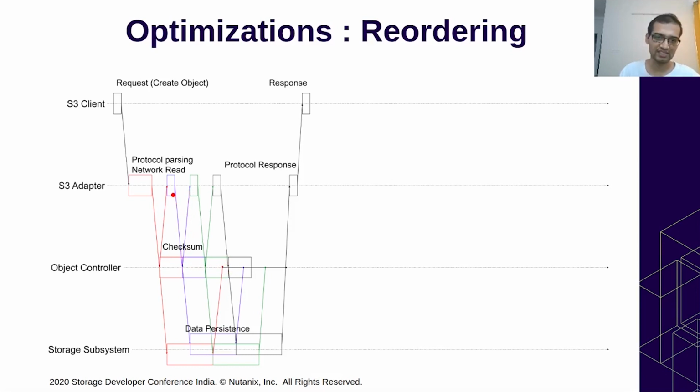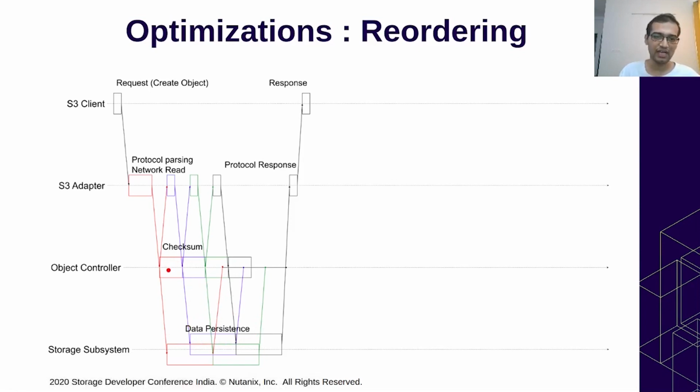So as soon as the second chunk is received by the object controller, the checksum and the data persistence operations are both issued in parallel along with the receipt of the second chunk. Now here, if you notice, there are multiple operations outstanding on the storage subsystem at a given point in time, which allows us to hide the latency of the smallest operation of persisting the data.